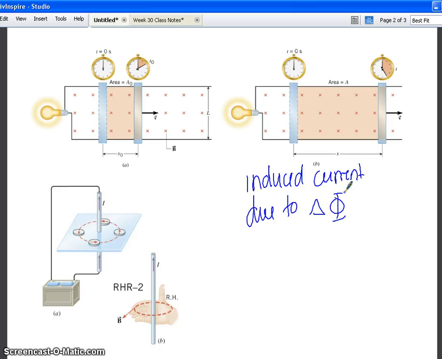Well, we know when there is a current, it has a direction. A current creates its own magnetic field. So, what's going to be the direction of this current when we change the flux? And that's what Lenz's law is saying, okay? So, let's do an example and get this law down.